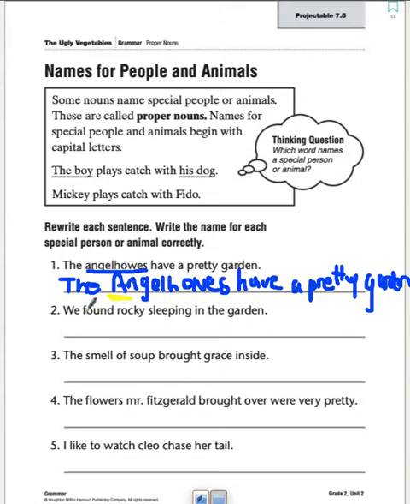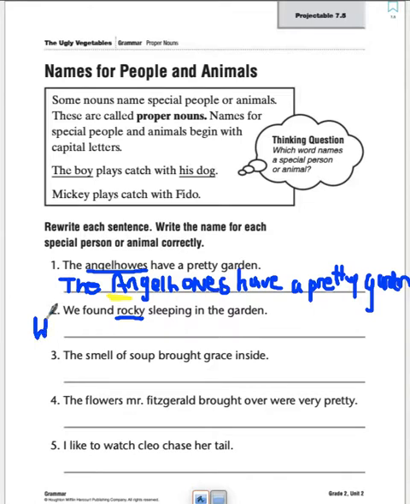Okay. The next sentence says, we found Rocky sleeping in the garden. Well, let's see if we can find a name of a special person or animal in this sentence. Well, I think the word Rocky would be the name of the special person or animal in this sentence because it says we found Rocky sleeping in the garden. So who did we find in the garden sleeping? Rocky was the person or the animal. I'm thinking Rocky might be the name of a dog.